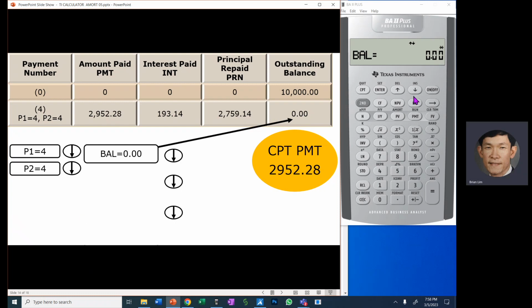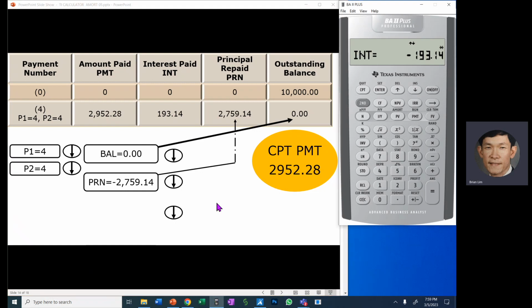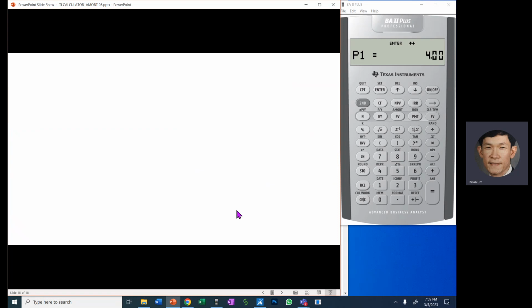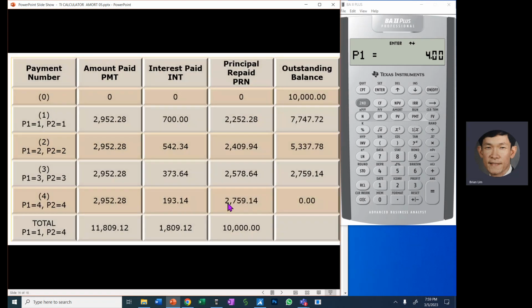All right, next we go and we get the principal that's repaid, or the amount repaid on the principal. And if we come here, it's $2,759.14, right? Okay, next is the interest of $193.14. And there it is right there. All right, so we've gone through the 4 payments. And we can go back now and have a look at the schedule. It's right here. They're all there, P1, P2, P3, and P4.